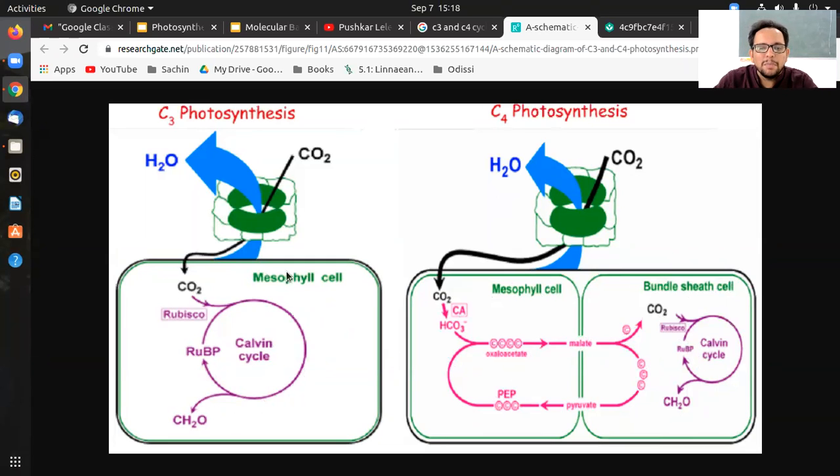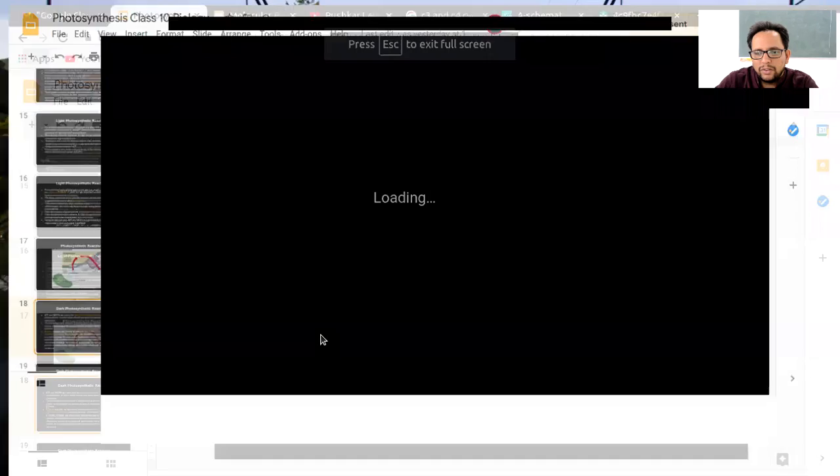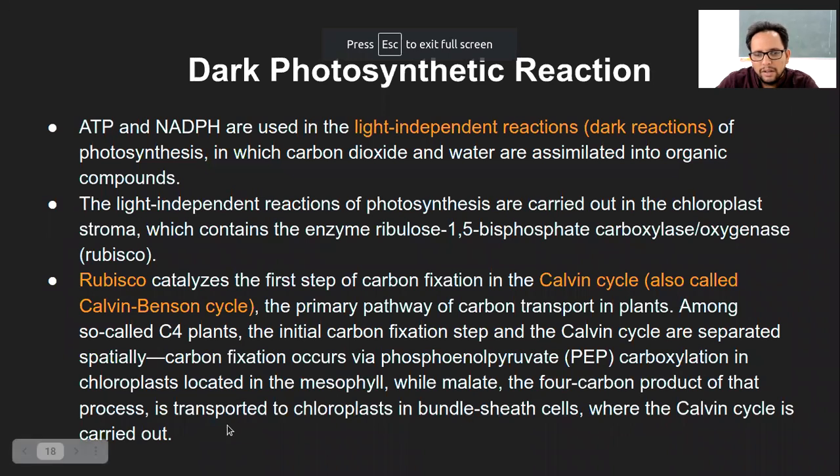While in case of C3 plant, that is not the case. So that is what is being said even in this slide. It is transported to chloroplast in bundle sheath cells, and that's where the Calvin cycle is carried out. So after carbon fixation, where that 3-carbon product goes to, in case of C3 cycle, it remains with the mesophyll cell, but in case of C4 cycle, it goes to the bundle sheath cell. That's where the Calvin cycle happens. That's where the glucose will be produced. So that is the kind of dark photosynthetic reaction.